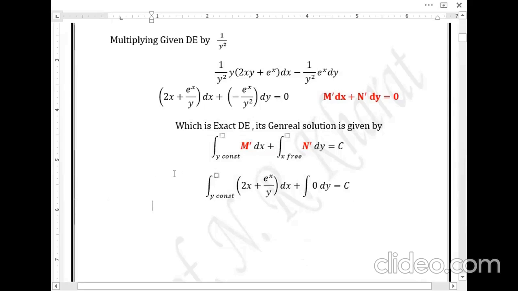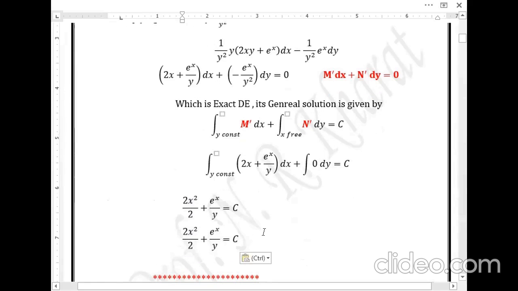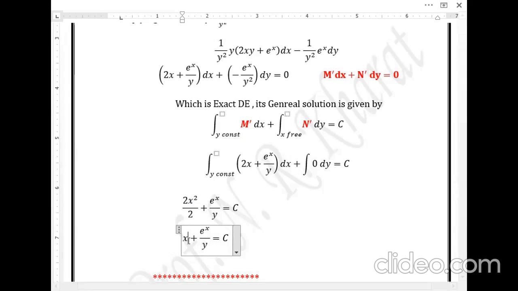Then the integration of 2x is 2x squared upon 2, and the integration of e raised to x is e raised to x itself. When we simplify this, we get a final solution like this. As the 2 gets cancelled, we get only x squared. The x squared is my solution, plus e raised to x upon y plus c.